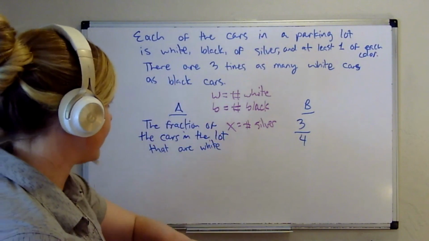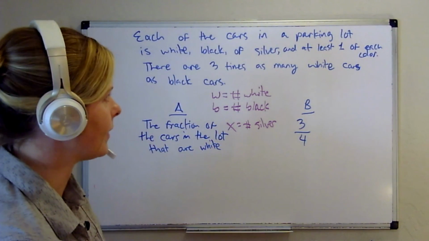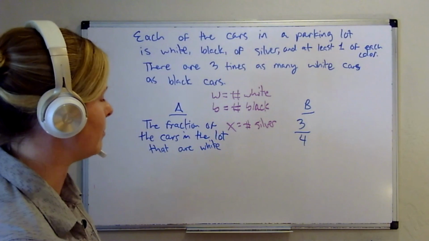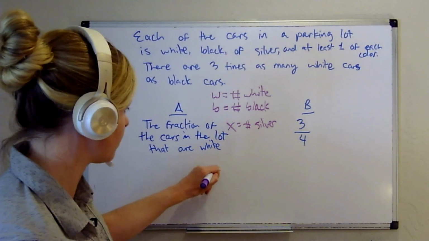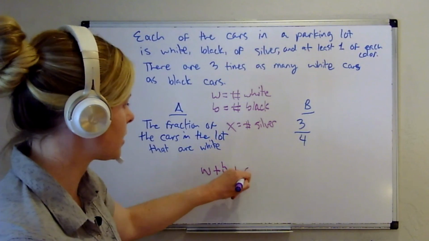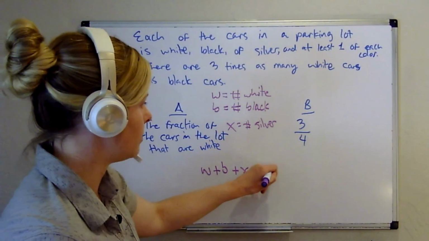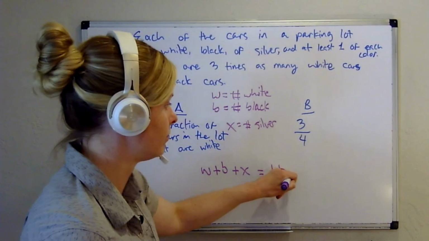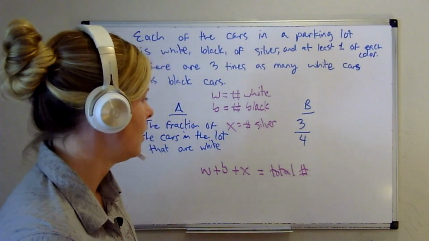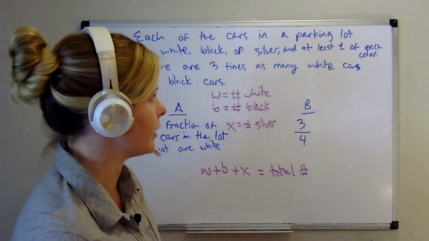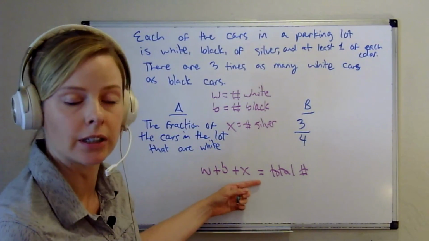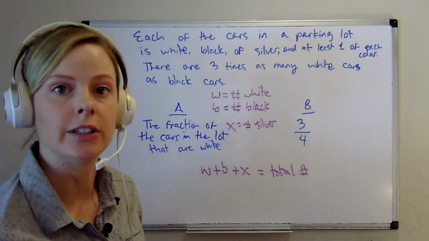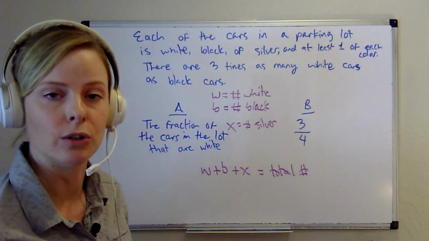So now that we've defined our variables, how can we set this up into an equation? Well, we know that our number of white cars plus our number of black cars plus our number of silver cars is going to be equal to our total number of cars. And we know that there is at least one of each color of car. So all that tells us is that these cannot be 0. They have to be some sort of positive integer for this equation to make sense.